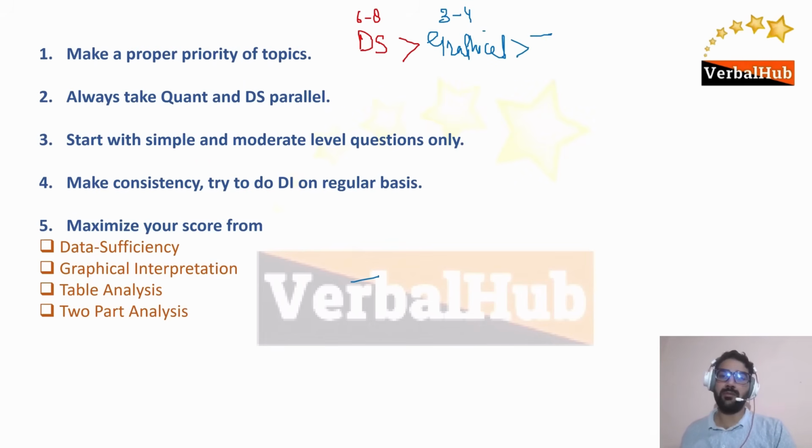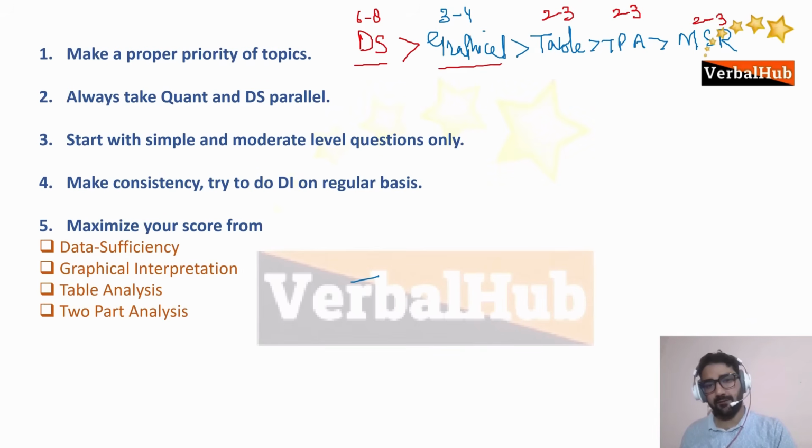Then you have table. You have two-part analysis. At the end, you have multi-source reasoning. Why? Because from each of these it is 2 to 3 questions. So this is the best priority: data sufficiency first, then graphical, then focus on table, then two-part analysis, and multi-source at the end. I will discuss multi-source later. This is the most confusing, most time-wasting topic in the data insight part.